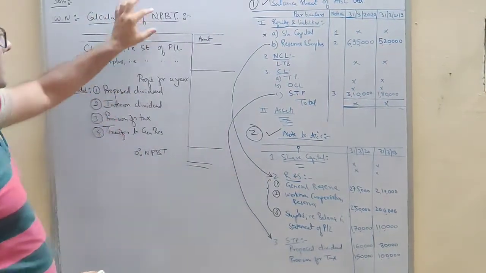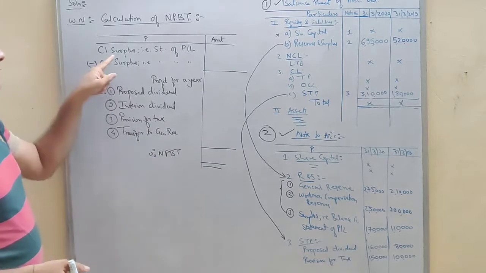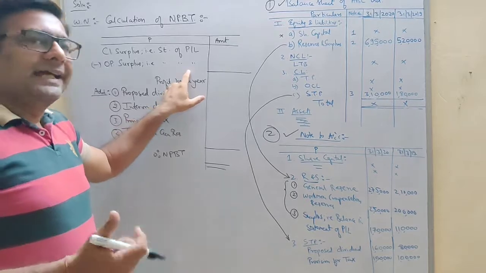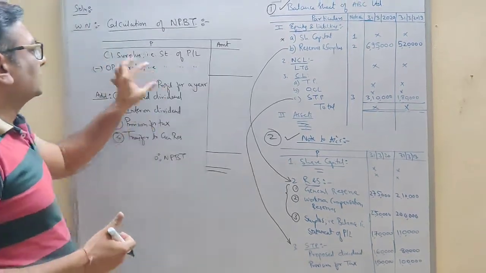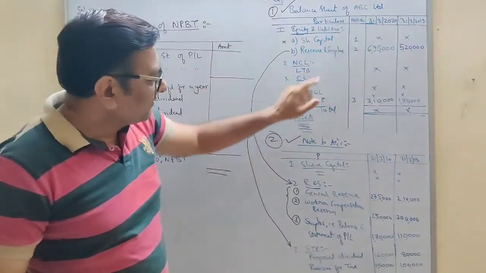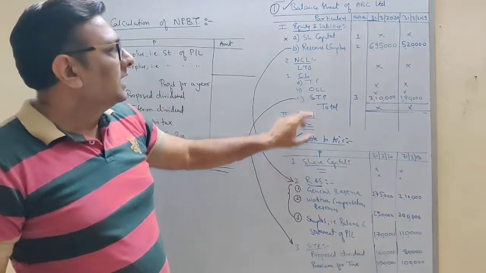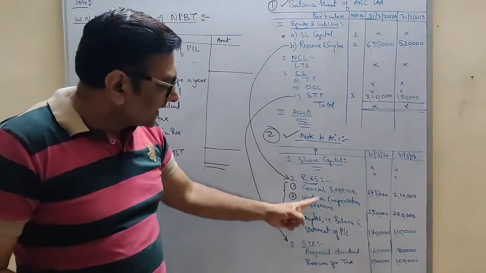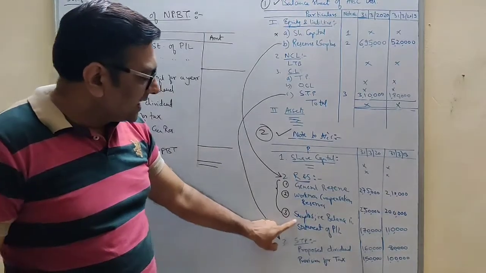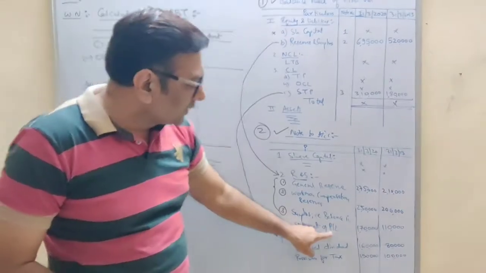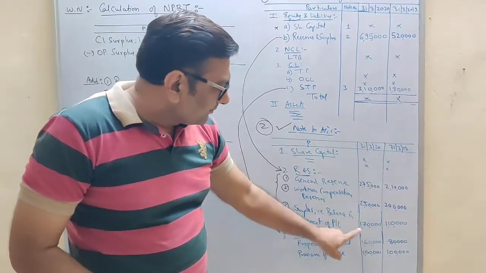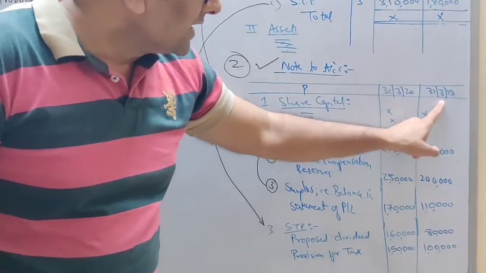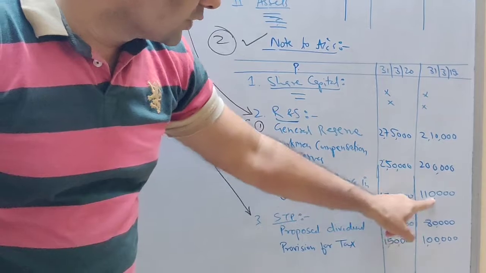Let's start. Our NPBT calculation format always starts with closing surplus and opening surplus of statement of P&L. As I explained in my previous video, this will be given in the question in note to account. Under the heading reserves and surplus, go to note to account number 2, you will get the details, and you see the third item: surplus balance in statement of P&L for the year 2020. This is 1,70,000. You take this as closing surplus. And for 2019, 1,10,000, this is your opening surplus.